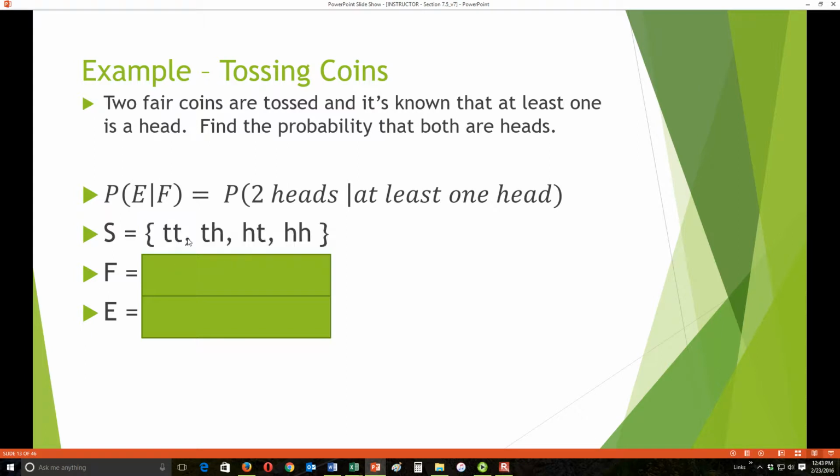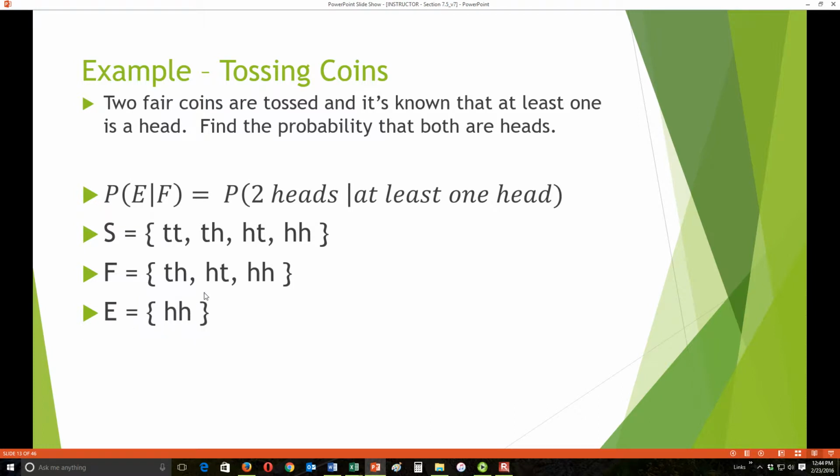Well, our sample space is flipping two coins: tails, tails; tails, heads; heads, tails; heads, heads. F is the fact that we know that there's at least one head. At least one head are these back three: tails, heads; heads, tails; and heads, heads. E is find the probability that both are heads. Well, the only way that both are heads is if you have heads, heads.